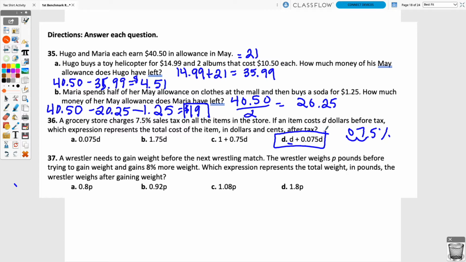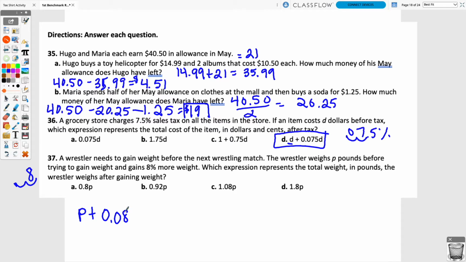All right, 37, a wrestler needs to gain weight before the next wrestling match, and he weighs P pounds before trying to gain weight and gains 8% more. All right, so we are trying to find his total weight. Now, this time, we don't have an expression that shows that addition like we did in 36, but we can write one real quick. So we want to start out with his original weight. What are we using to represent that original weight? P, okay? And then he's gaining 8% more, so 8% of the original weight. How do I change that 8% to a decimal? Divide by 100, so that's one way, or I can move that decimal two spots to the left. So what is it going to become when I either divide it by 100 or move the decimal two times? 0.08. So we're taking that original weight, P, and then we're adding 8% of the original.